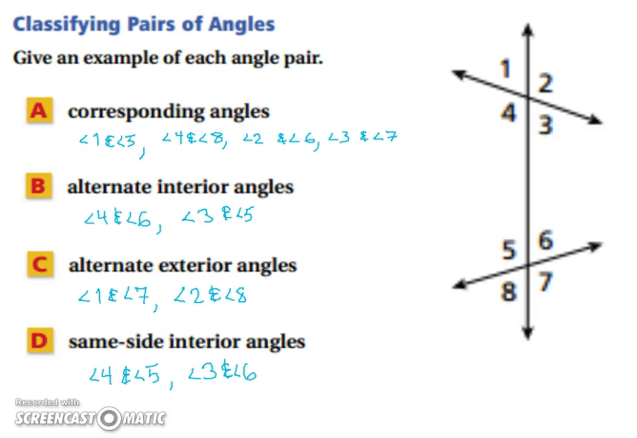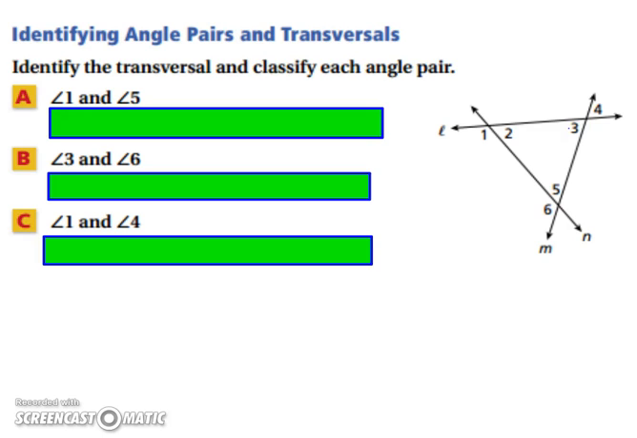Alright, let's step it up a notch. Identify angle pairs and transversals. So you want to be able to identify which line is being used as the transversal, and then classify the angle pair as to what it's doing. Is it alternate interior, alternate exterior, same side interior, or corresponding?